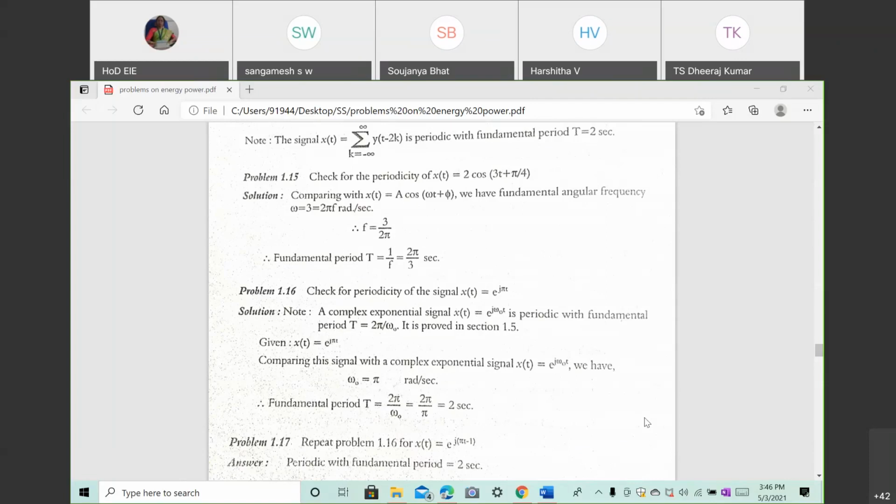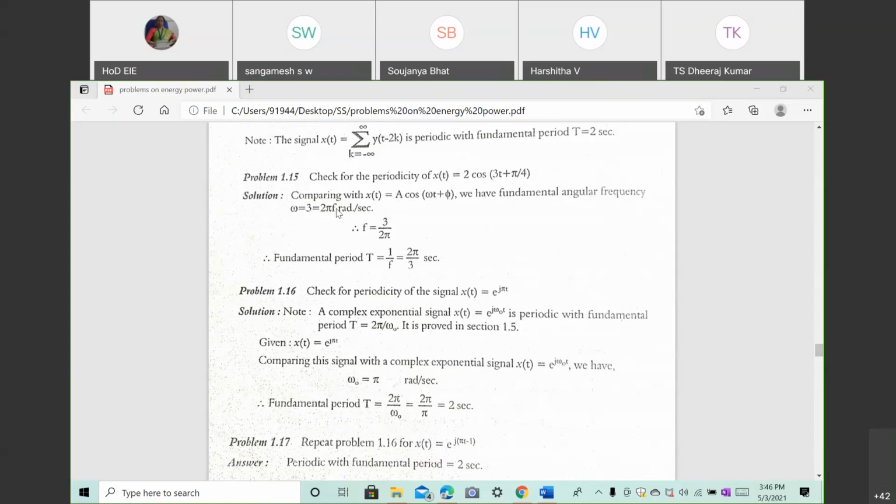Comparing x of t equal to A cos of omega t plus psi, we have the fundamental angular frequency, that is omega equal to 2 pi f. We know the formula omega equal to 2 pi f, and in this equation x of t equal to 2 cos, the generalized equation is omega t plus 5 by 4. Here omega is 3. That's why it is written omega equal to 3 equal to 2 pi f. Omega equal to 2 pi f is the standard equation for the angular frequency, and the unit is radian per second.